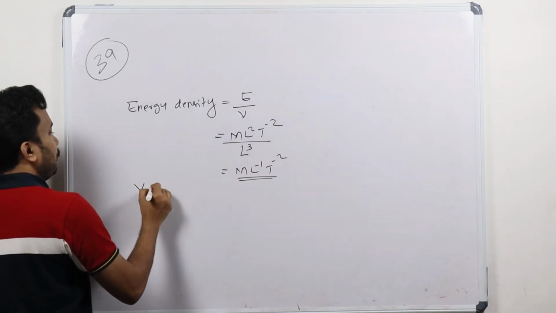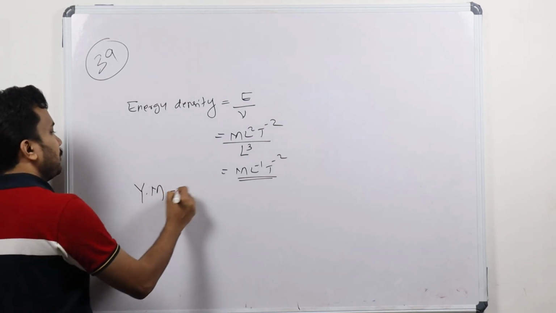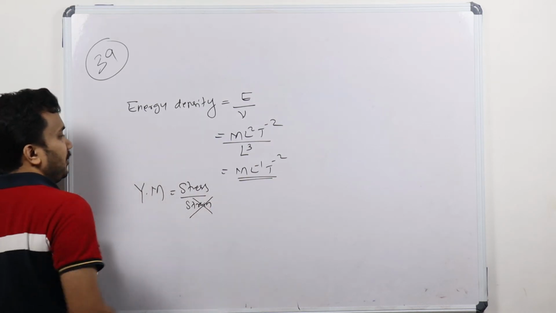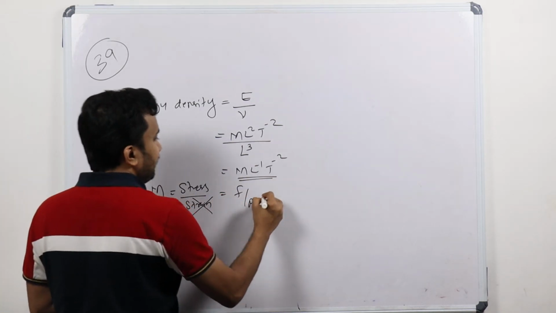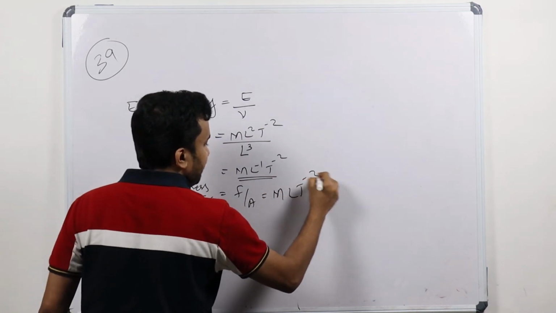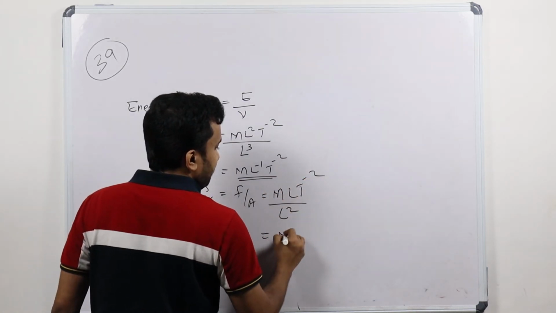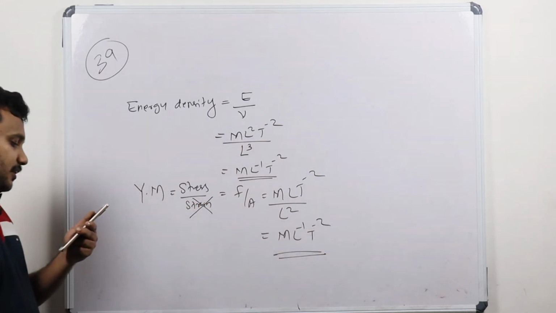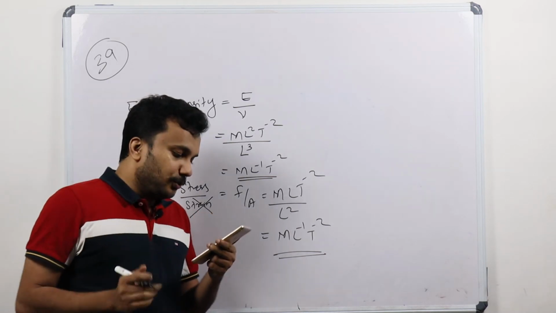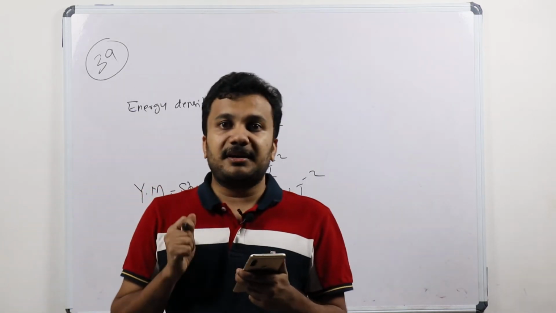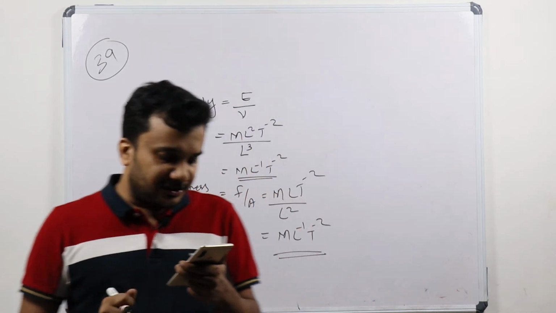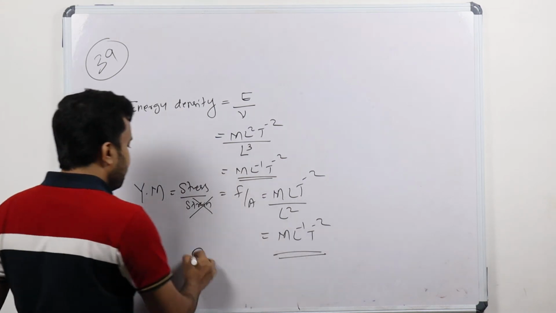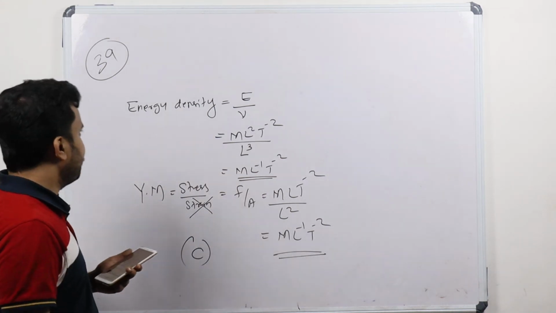We'll go to Young's modulus. Young's modulus in the formula is stress by strain. Strain has no dimension, so I can forget about this. Stress means force per area. The dimension formula of force is M L T raised to minus 2. Area is L square. So it becomes M L power minus 1 T power minus 2. Okay, so energy density and Young's modulus both hold the same dimensional formula. So the answer matches with options A and D, and that is coming as option C. So option C is the right answer for this question.